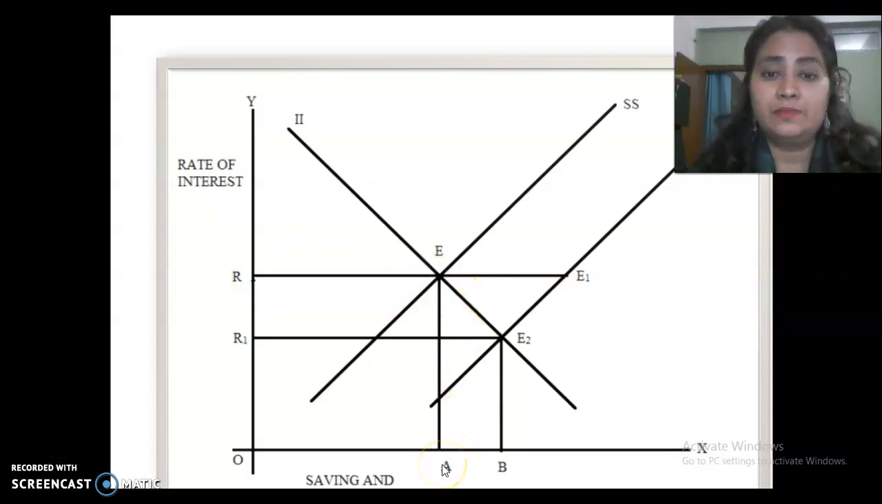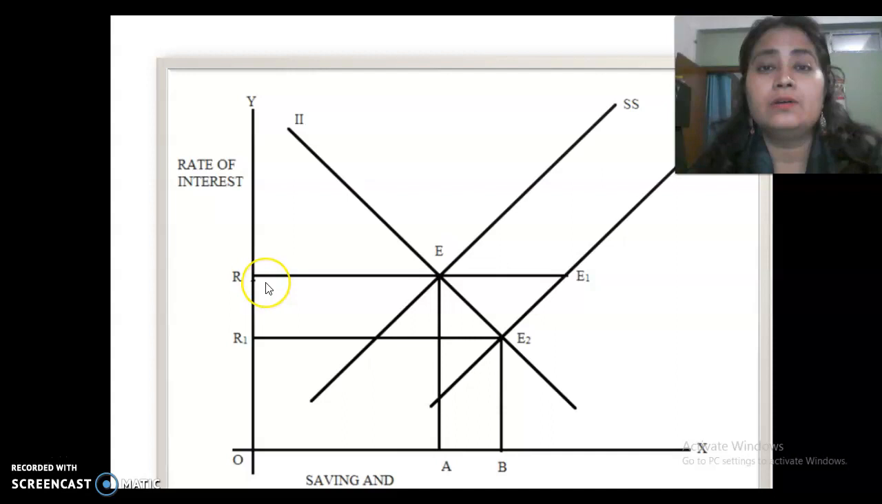Now let us suppose people desire to increase savings at the prevailing interest rate in the market. As a result of that, the savings curve will shift rightward from SS to S1. Now, when there is more savings, the new intersection is E1. As a result of that, in the market, what will happen? The interest rate will come down.